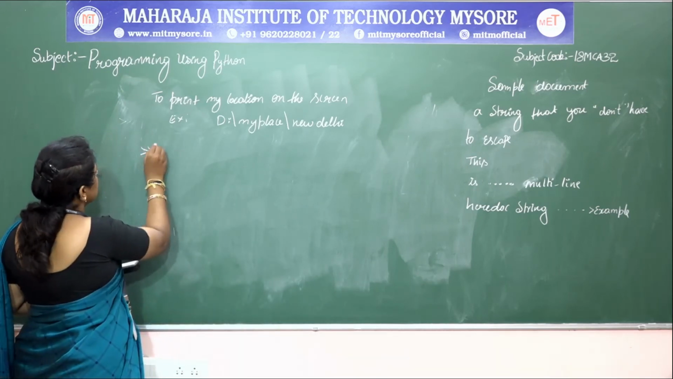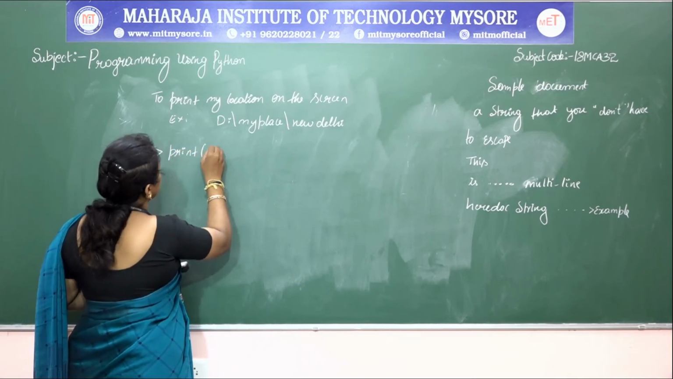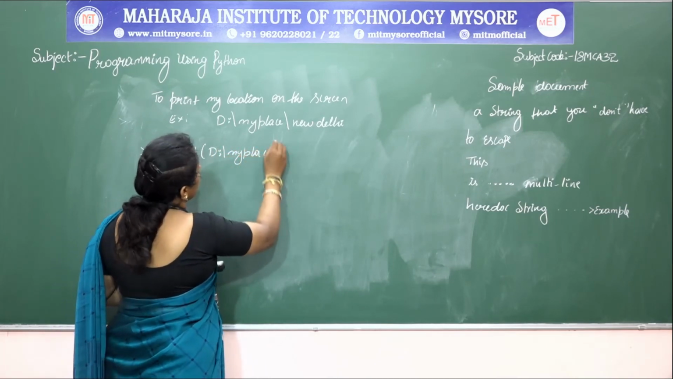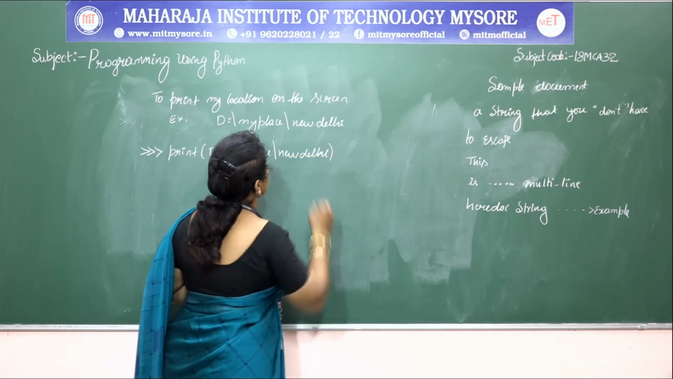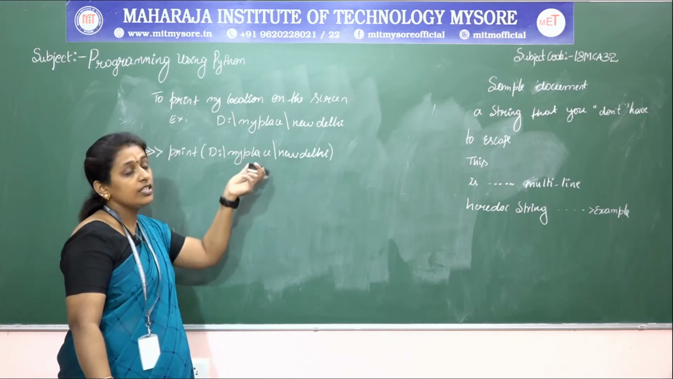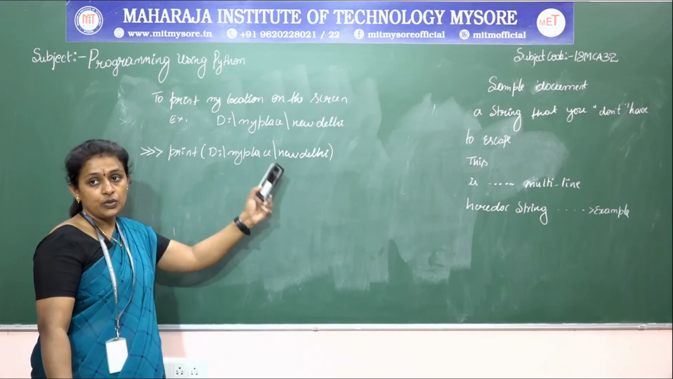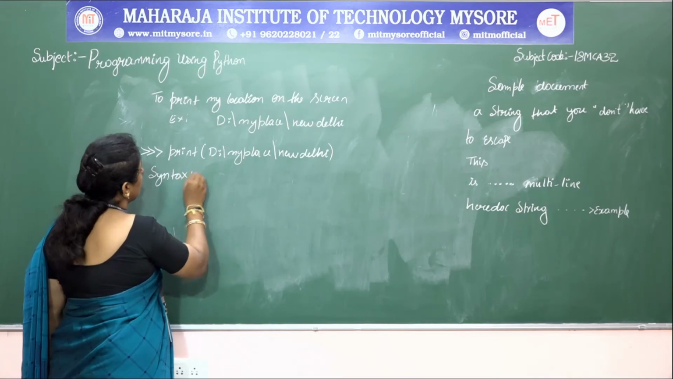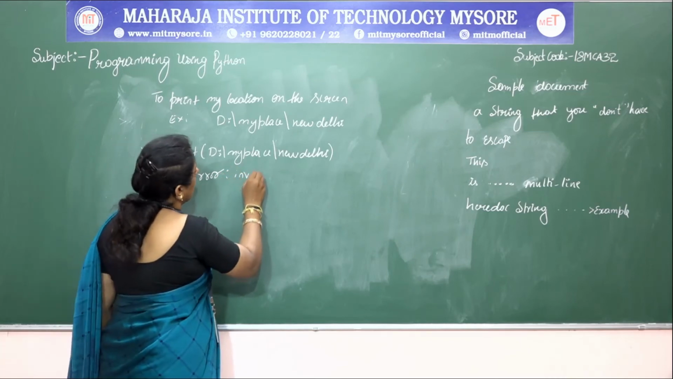For that we can write like this, right? Print D colon my place slash New Delhi. This is how I need to write it. So when I want to print my location on the screen, using print I can write it like this, right? When I execute this, I will get an error, that is, a syntax error, invalid syntax.